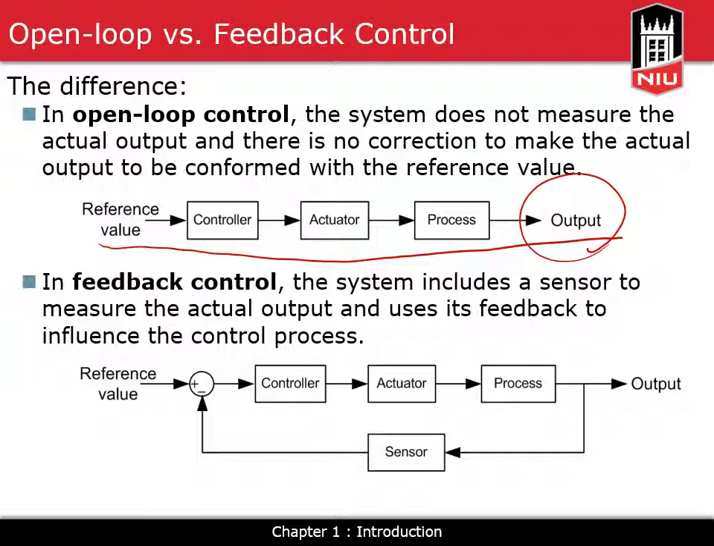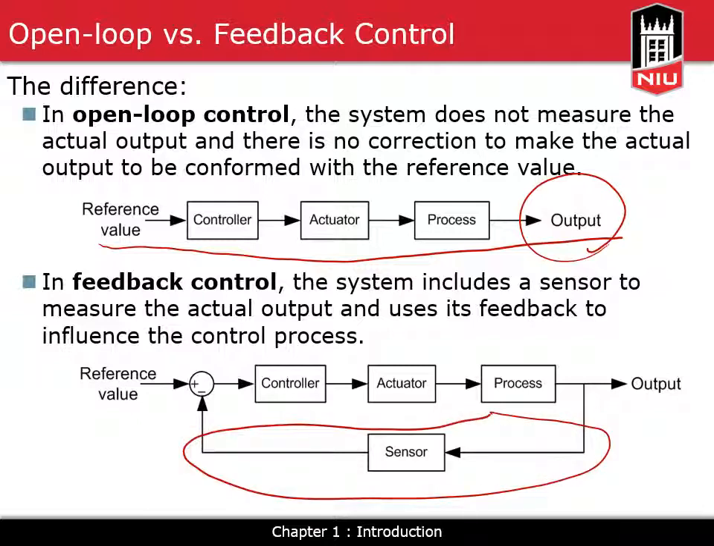As opposed to that, in the feedback control, the second block diagram, you see this feedback path. Pay attention to the direction of the arrows. So in the forward path, it's almost exactly the same as the open loop control. However, there is a feedback path. The output variable is measured by a sensor. That information goes back to the beginning, and that will be compared with the reference value.